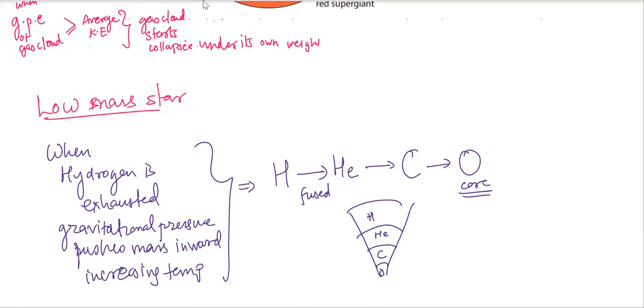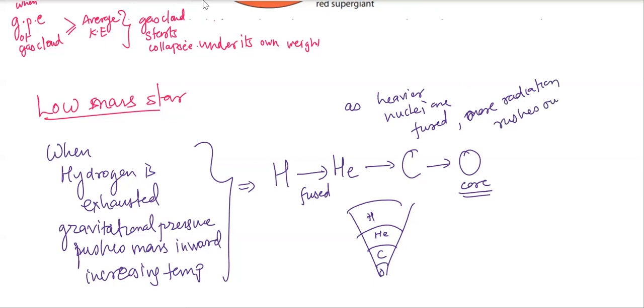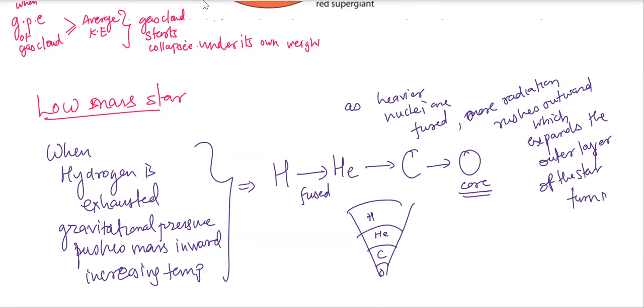Now, as heavier nuclei are fused, more radiation rushes outward, which expands the outer layer of the star, turning it into a red giant.